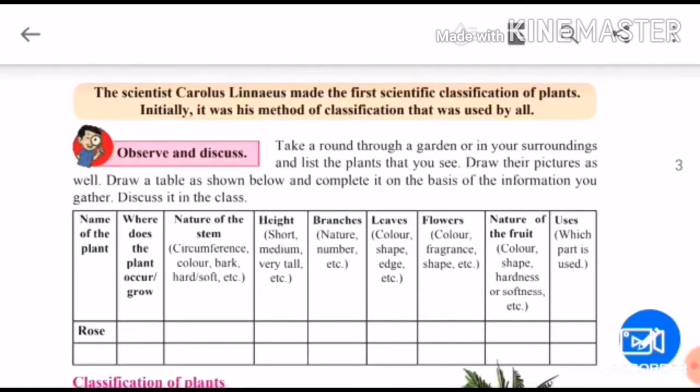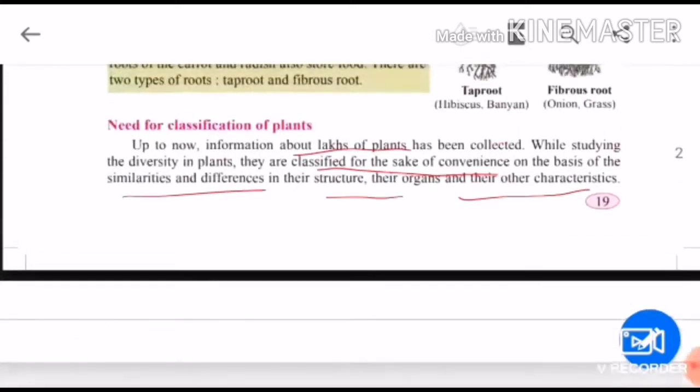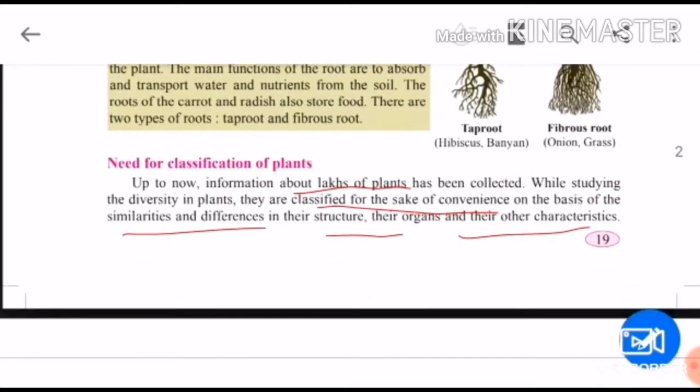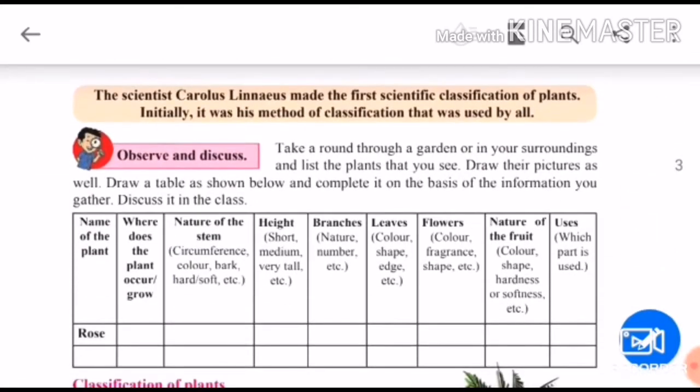Students, today let us start with part 2 of the third chapter, diversity in living things and their classification. Children, we have started with the need for classification in plants. In the previous video we saw the structure of plants and the different diversity in plants. Now today let us see the need for classification of plants.